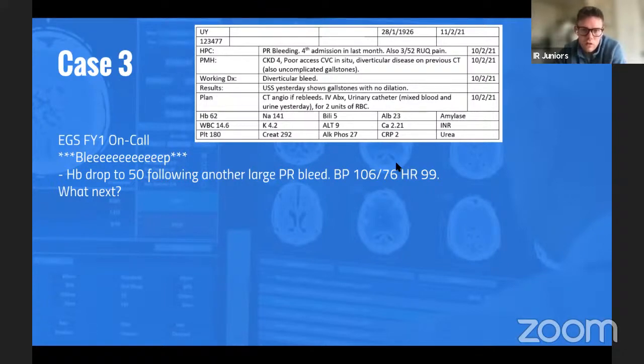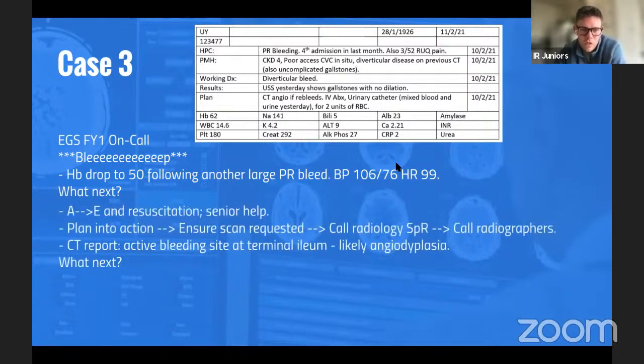So, you know, it's not a clear-cut yes or no if a patient has end-stage renal failure that they won't go for a CT scan with contrast. It's all about the clinical picture and the context there. So again, the answer, as I'm sure you're all accustomed to from medical school, is to do an ABCDE first of all and ask for senior help.